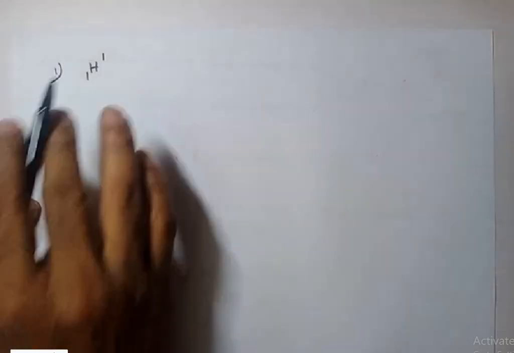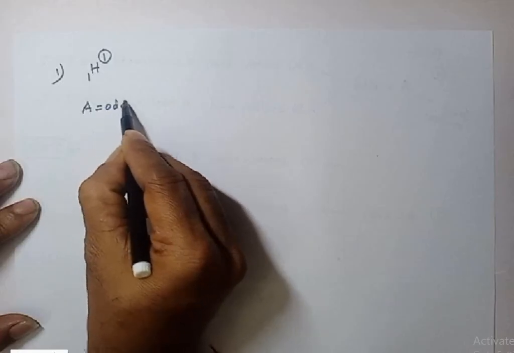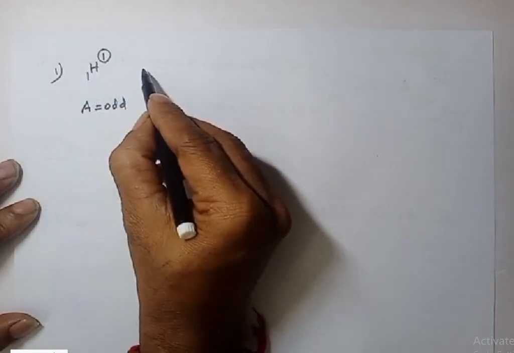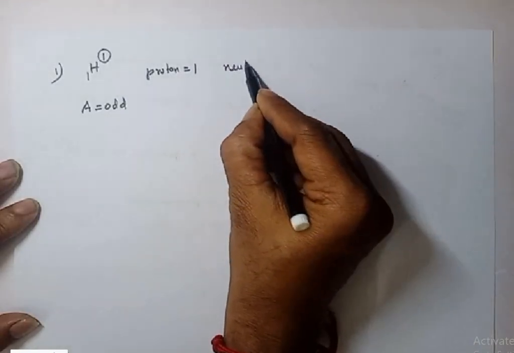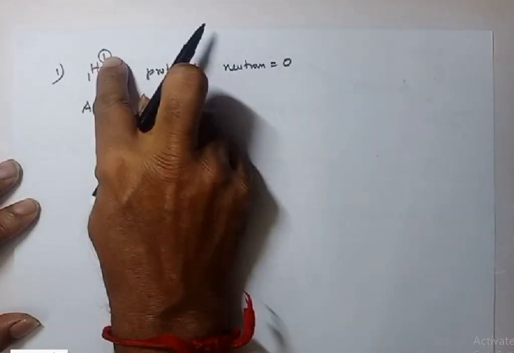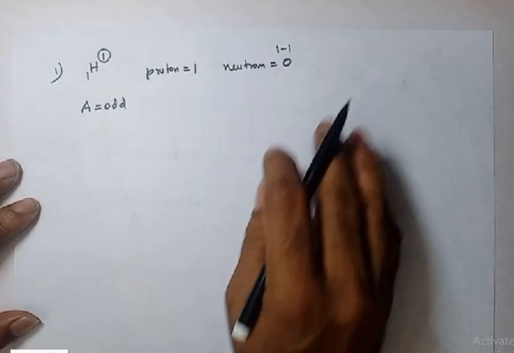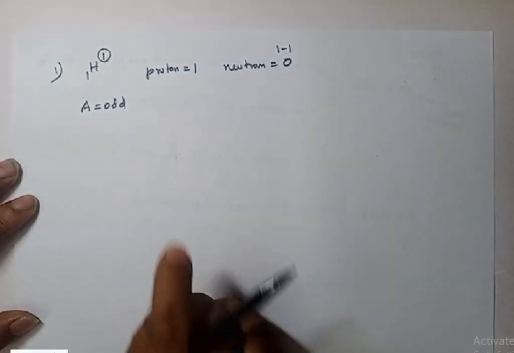Let me start with the proton. It's a very simple case. I'm giving you some examples. See, in this case, the mass number is an odd number, A is an odd number. And how many neutrons and how many protons are there? See, the number of protons is equal to 1. The number of neutrons is equal to 0, 1 minus 1 is 0. So, since there is no neutron, only the proton decides the nuclear spin. I have only one proton.